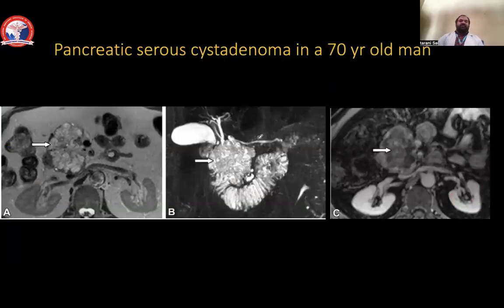Now, this is a T2 weighted. First, these are all our MR images. First is a T2 weighted MR image showing marked atrophy of the pancreas with a lobulated hyperintense mass with a central stellate scar noted in the head of the pancreas, which is confirmed by the 3D MRCP image, but there is no upstream dilatation of the CBD.